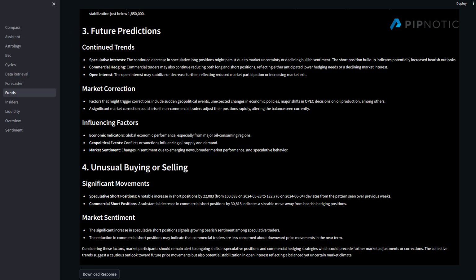And so you can see for speculative interest, a continued decrease in speculative long positions might persist due to market uncertainty or declining bullish sentiment. What this is telling us is that the people who trade oil to earn a profit are selling. They are increasing their selling interest in contrast to their buying interest, so they're decreasing their speculative long positions.